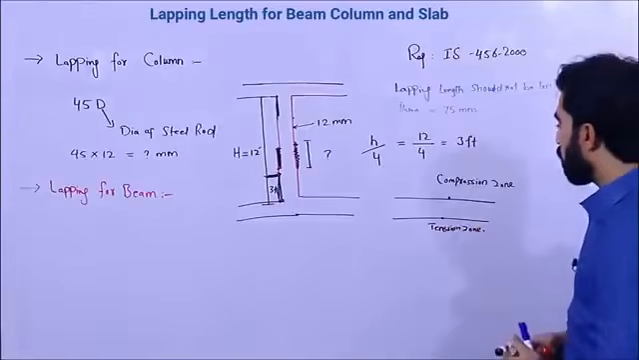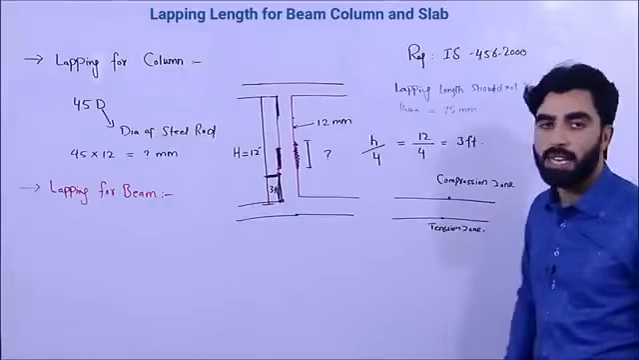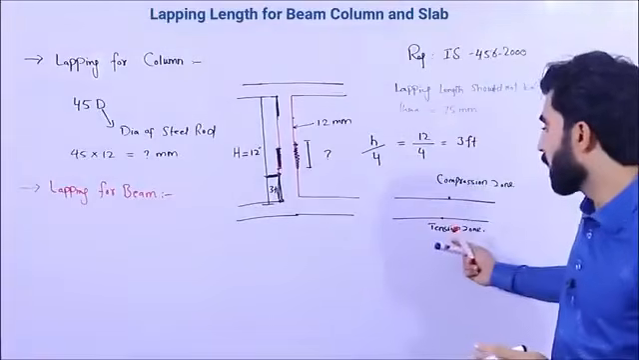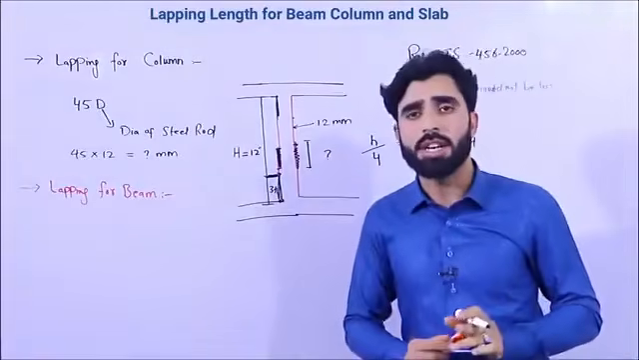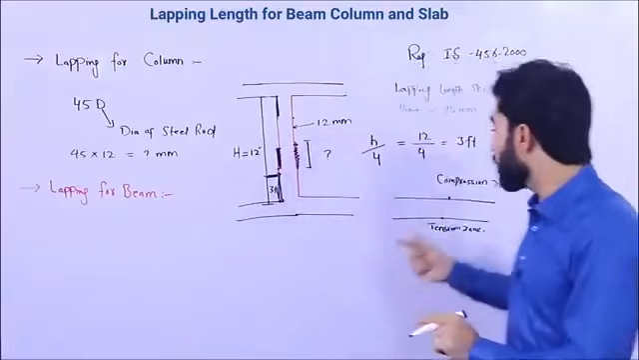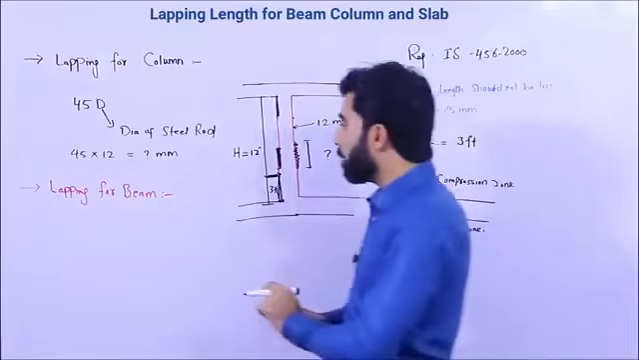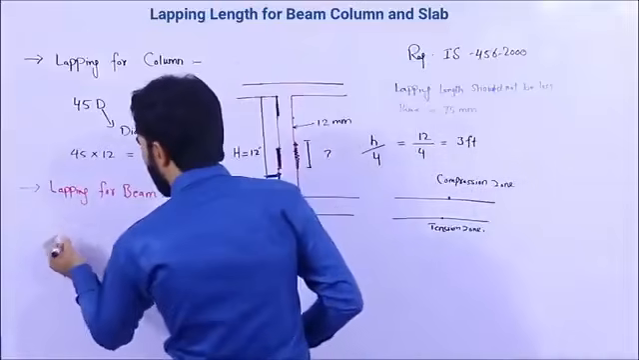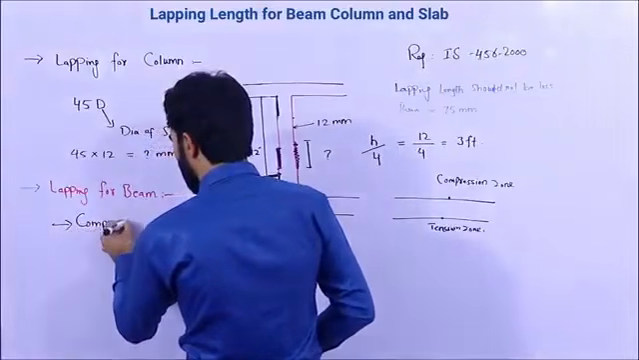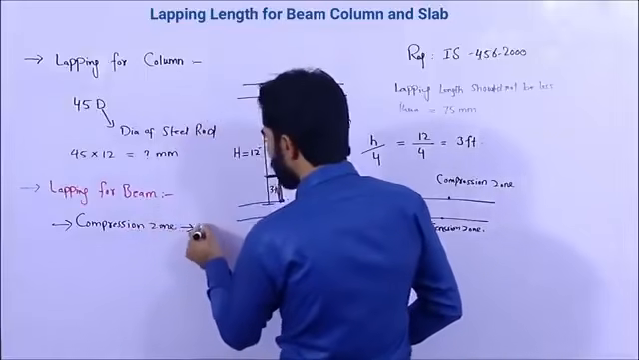So what should be the lapping length formula for compression zone and for tensile? Because we are not able to use one formula for lapping length, especially for these two. Because as you know, concrete is weak in tension, but it's strong in compression. So in the compression zone, the lapping length should be less than tensile portion. Therefore, lapping length for compression zone should be 24D.